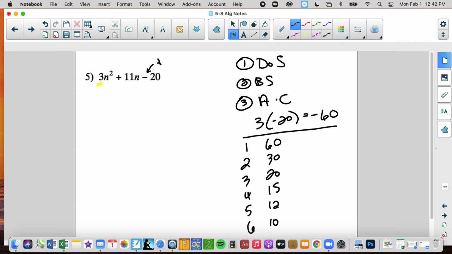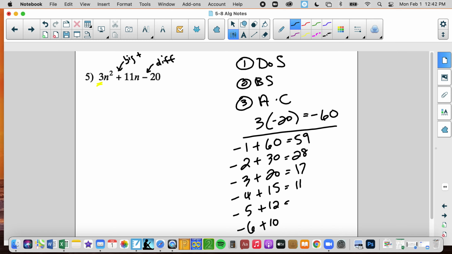Signs are different, and the bigger is positive. Negative, positive, negative, positive, and so on. 59, 28, 17, 11, 7, 4. There's my middle. So I break that in, 3n squared minus 4n plus 15n minus 20.